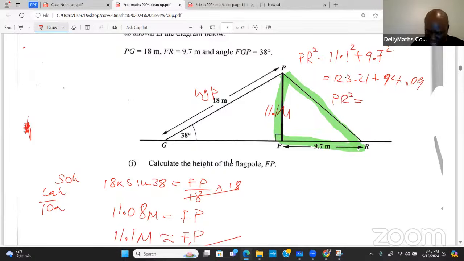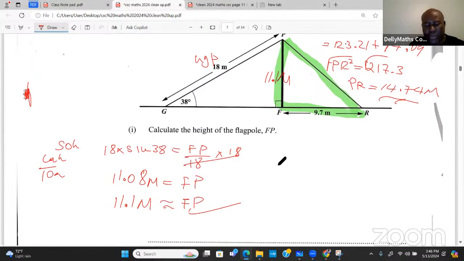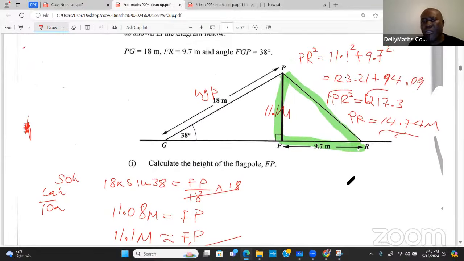So we're almost there. PR squared is equal to, let's add it, 123.21 plus 94.09. This is about 217.3. So all we want to do now is take the square root of that. So PR, we take the square root of both sides. PR is 14.74, 14.7. All right, 14.74 meters. And we could say 14.7 and we're good to go. So we use the Pythagorean theorem on this because this is a right triangle. We have 2 sides to find the third side. Not a big deal.